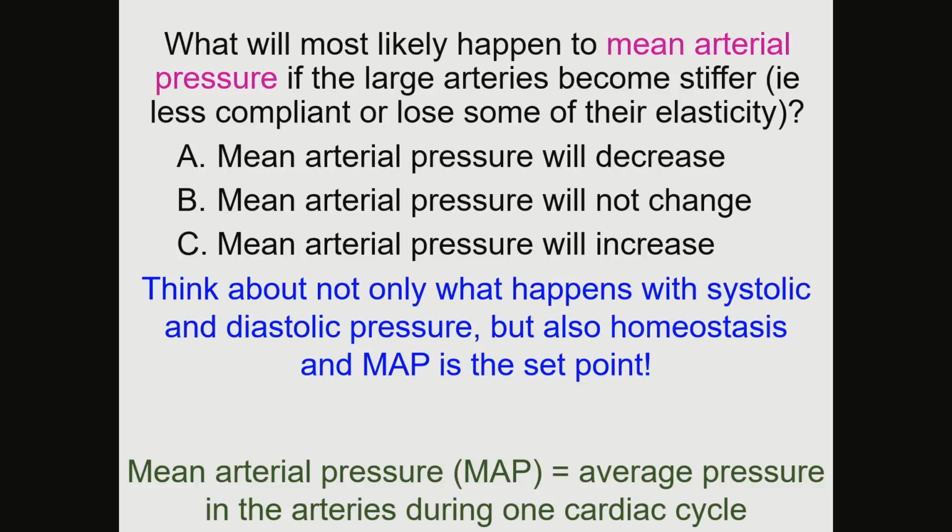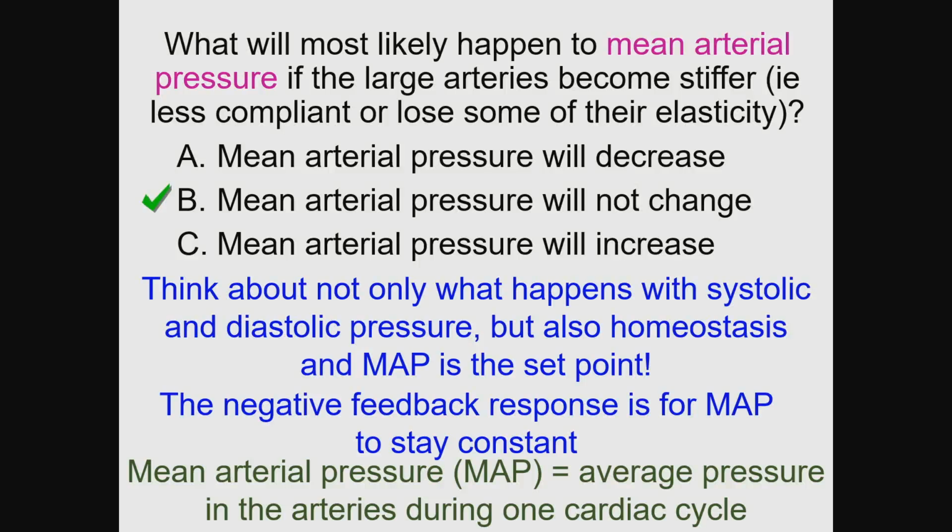Okay, so the key here is that mean arterial pressure is our set point. So mean arterial pressure doesn't change. Obviously, there's a lot of things that can change blood pressure, but if that's all we're looking at, and mean arterial pressure is our set point, then it is not going to change. Okay. So remember, this is all negative feedback, and so we want mean arterial pressure to stay constant.